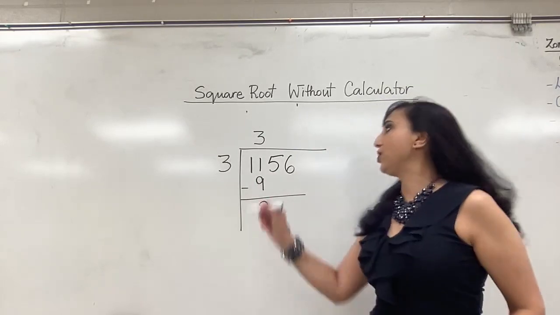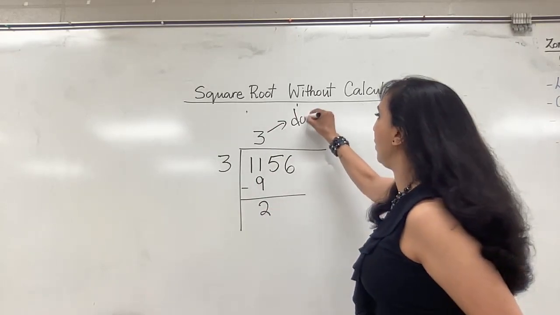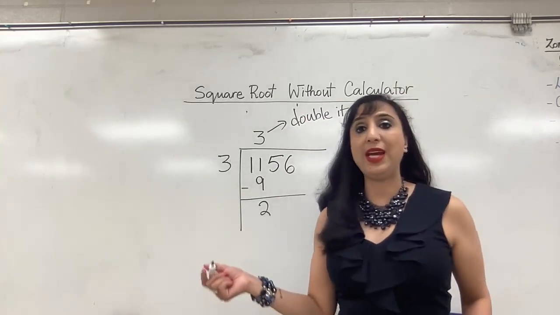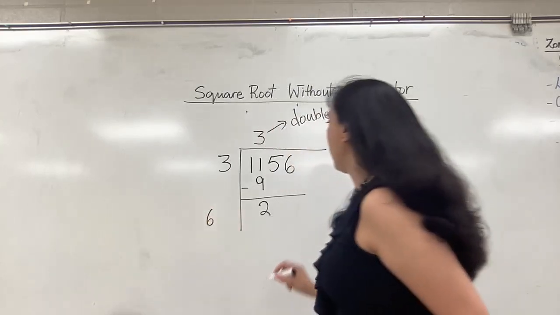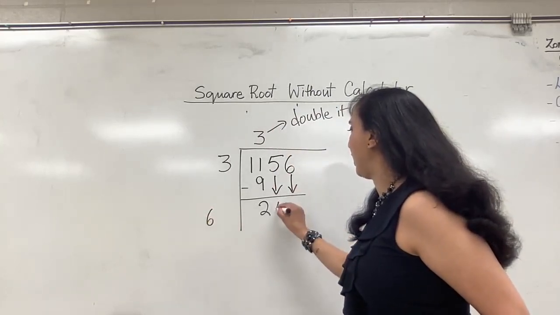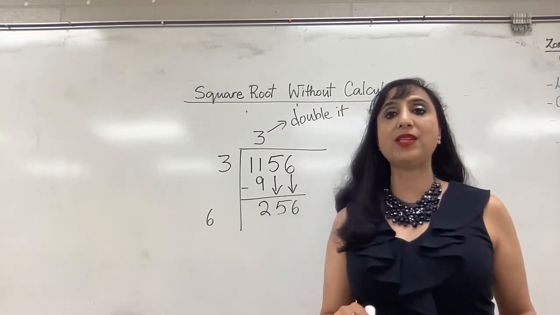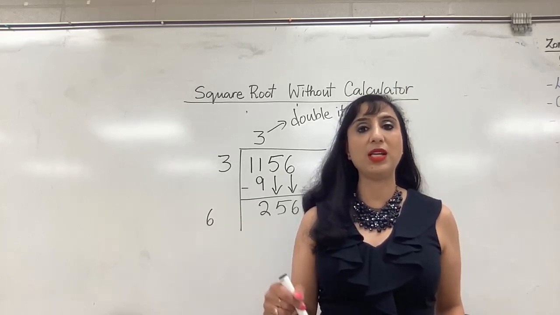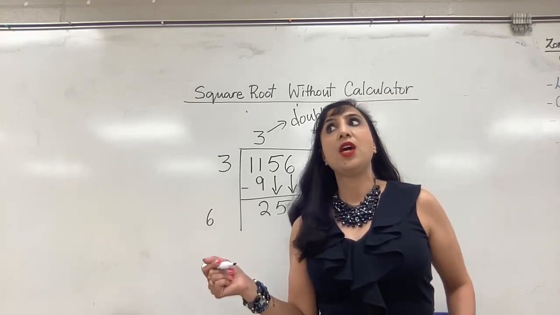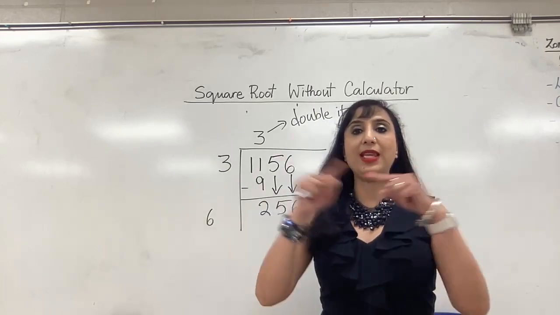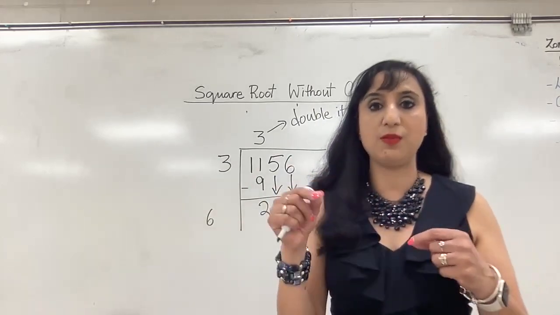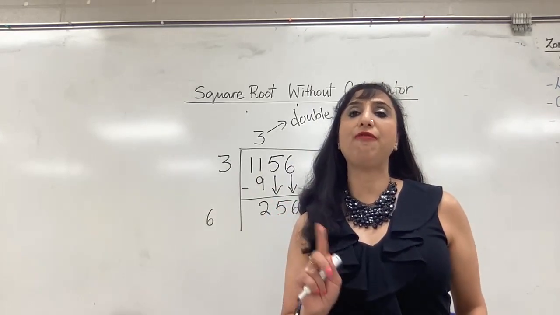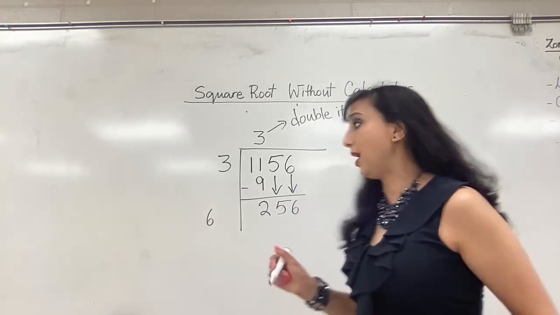Then I take this number and double it. Double 3 is 6. I put the 6 over here and bring both of these down at the same time. Now I have 256. Now I think: 60 times 0, 61 times 1, 62 times 2, 63 times 3. I'm looking at the end, but 3 times 3 gives me 9, and 2 times 2 gives me 4. Then 64 times 4. I know that 4 times 4 is 16, so let's try that.